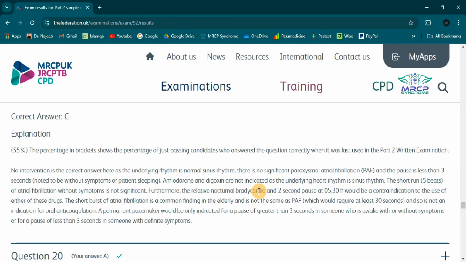Furthermore, the relative nocturnal bradycardia with a 2-second pause would be a contraindication to the use of either of these drugs. The short burst of atrial fibrillation is a common finding in the elderly and is not the same as paroxysmal atrial fibrillation, which should require at least 30 seconds. So it's not an indication for oral anticoagulation. A permanent pacemaker would only be indicated for a pause of greater than 3 seconds in someone who is awake, with or without symptoms, or for a pause less than 3 seconds in someone with definitive symptoms.